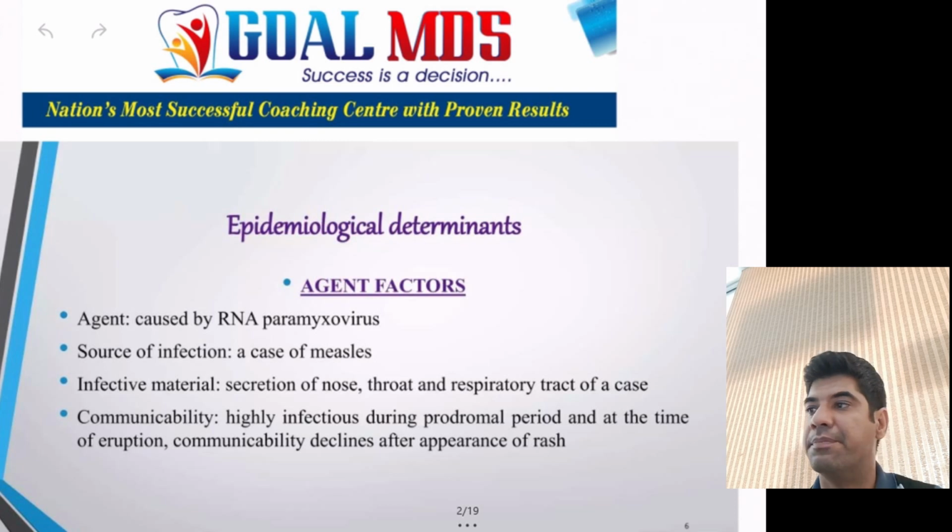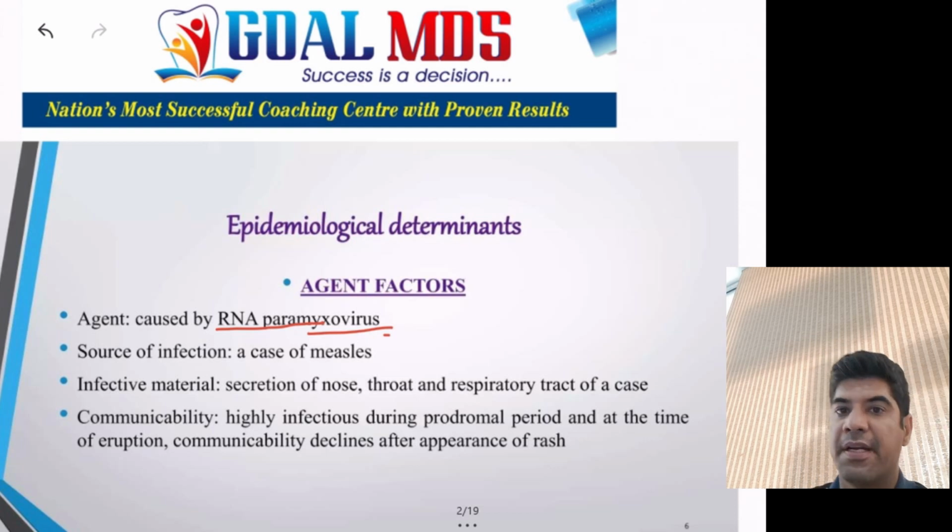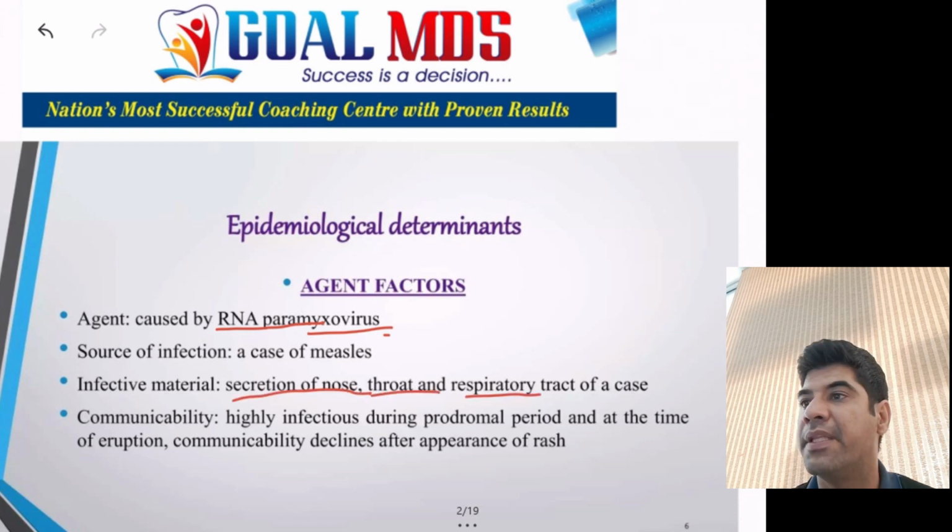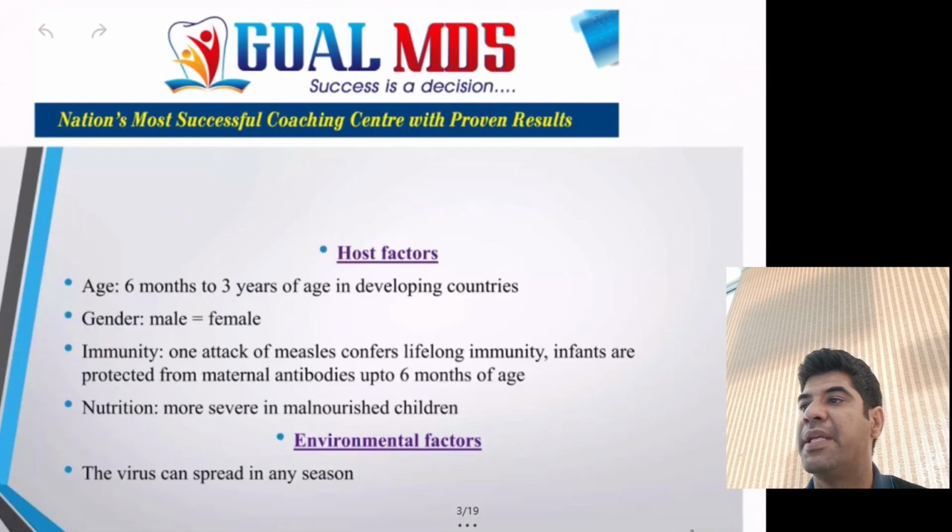It primarily affects the respiratory system and can lead to a distinguished rash. It is caused by an RNA paramyxovirus. So what could be the transmission? Measles spreads through respiratory droplets. When an infected person coughs or sneezes, it can be transmitted, and also by direct contact with infected surfaces. The infected materials are the secretions of the nose, throat and respiratory tract of the individual.